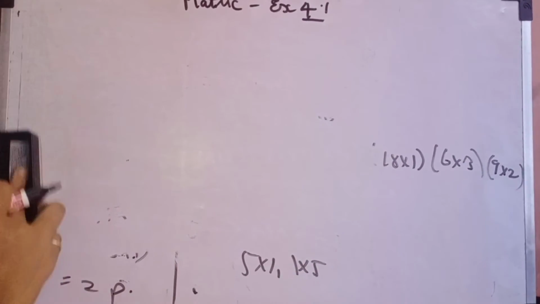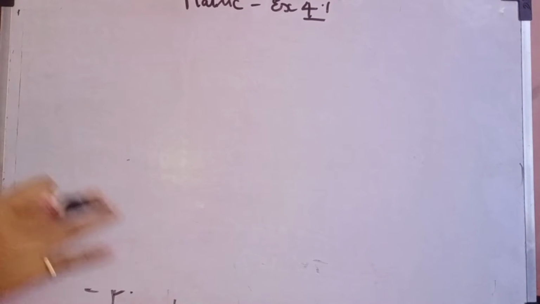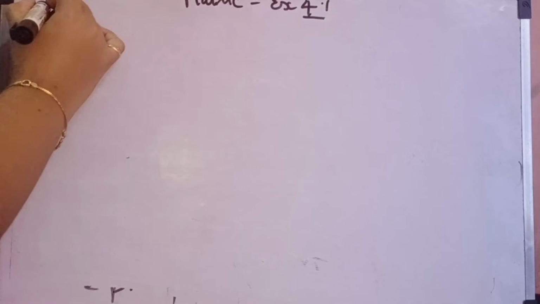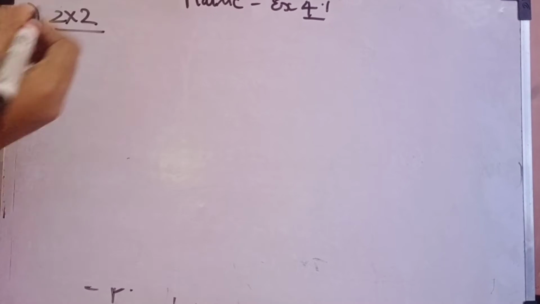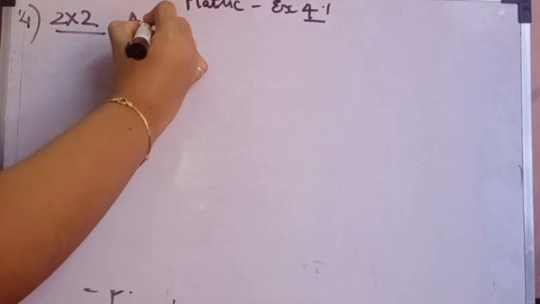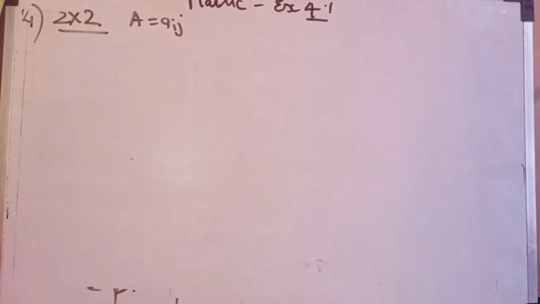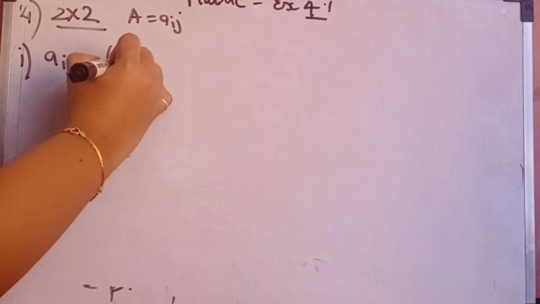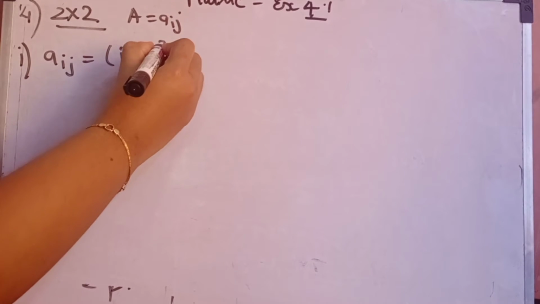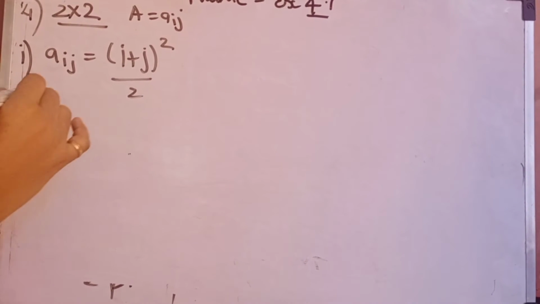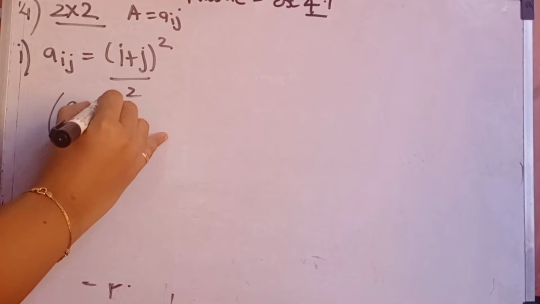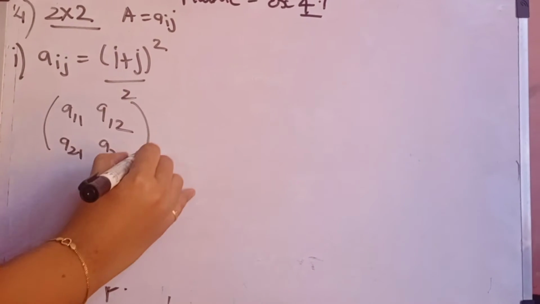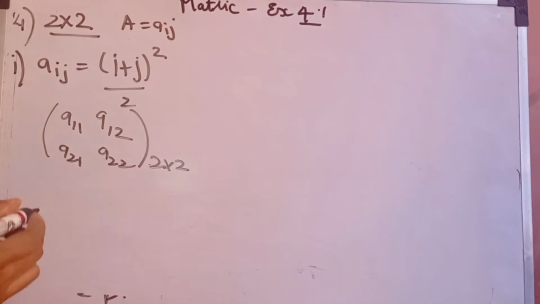So now we can go for our fourth. What is given for the fourth question? Construct a 2 into 2 matrix A is equal to aij, whose elements are given by the first subdivision. What they have given is (i plus j) the whole square by 2. We know, right? A 2 into 2 matrix means a11, a12, a21 and a22. This is what we will write for a 2 into 2 matrix, right?